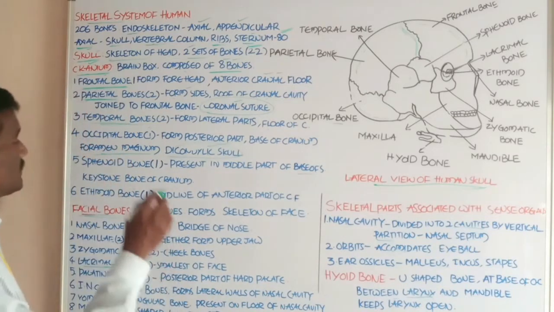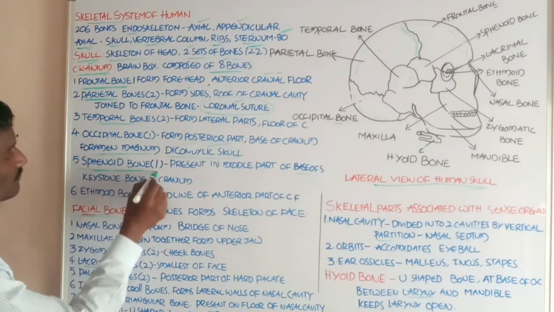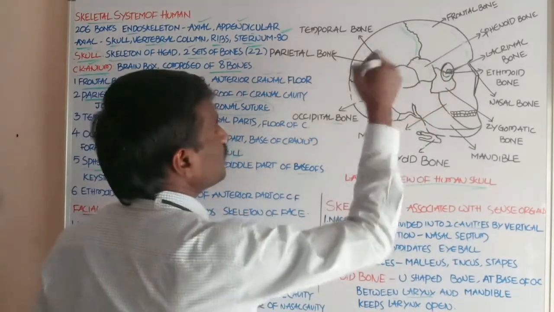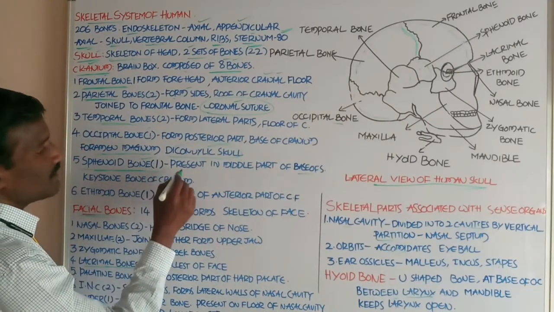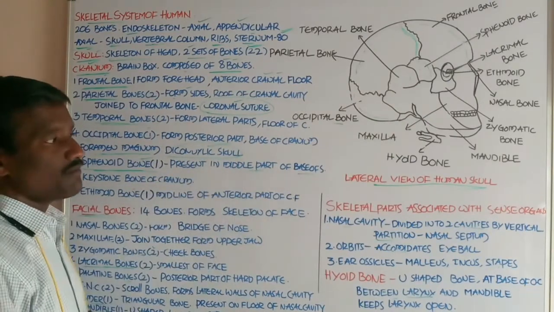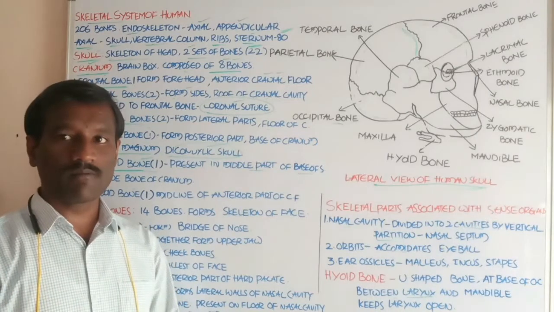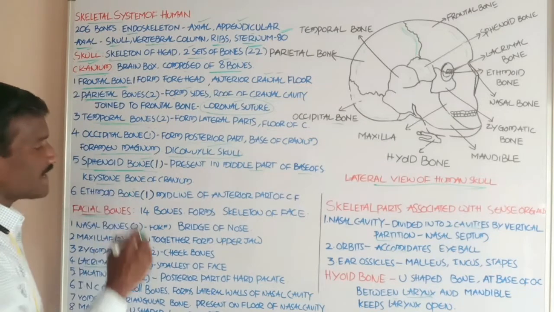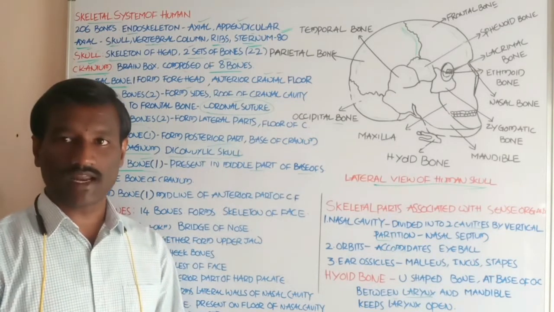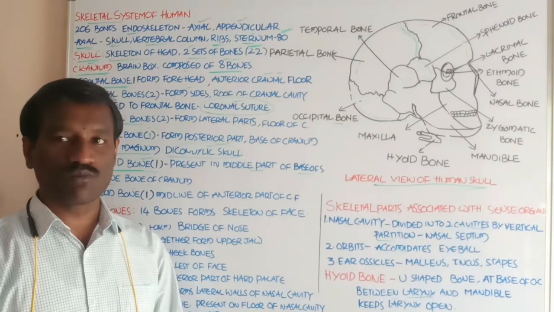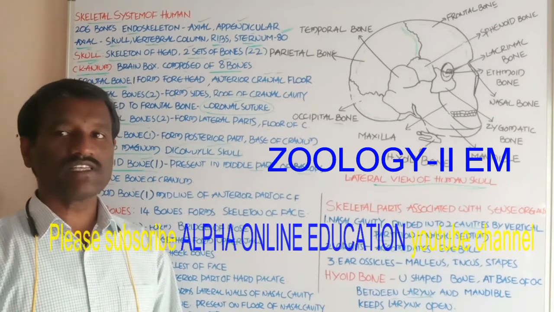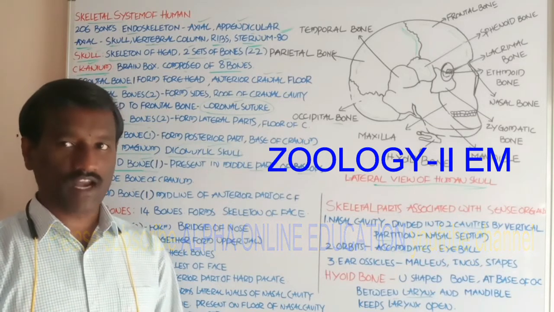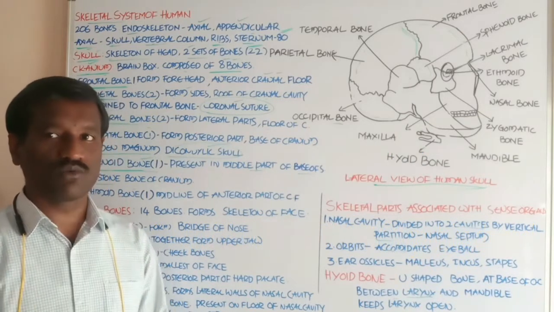Okay, student. Next, the fifth one is the sphenoid bone, 1 in number, present in the middle part of the base of the skull. The sphenoid bone acts as the keystone bone of the cranium. Why is it called the keystone bone? Because it articulates with many bones of the cranium.